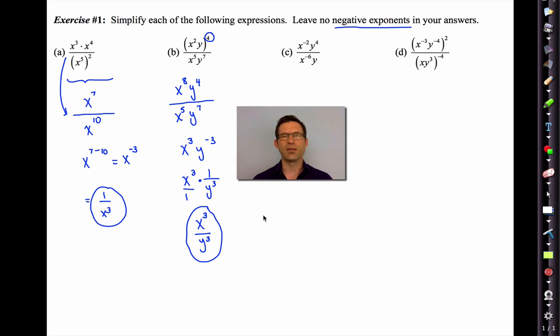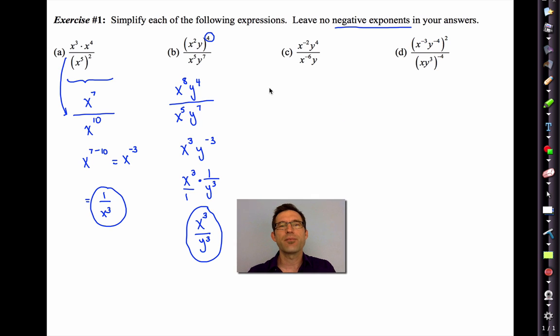Ooh, letter C. Ooh, negative exponents all over the place. But I'm not worried about that, because I will use that exponent subtraction law, and I'll be very careful. So I've got x to the minus 2 divided by x to the minus 6. That must be x to the minus 2 minus negative 6. That's all there is to it. Times y to the 4 minus 1.